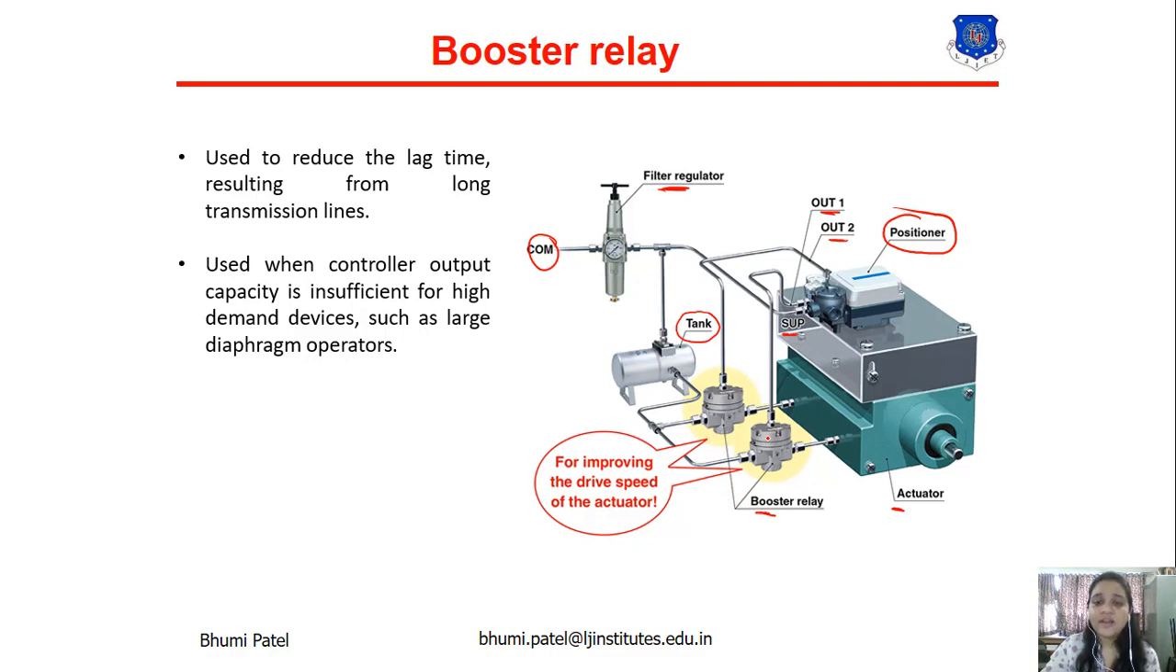So why do we connect the booster relay? For improving the drive speed of the actuator. Whenever we connect the actuator and we cannot get the proper speed of the system, we can connect the booster relay in the system. So it is used where the output capacity is insufficient for high demand devices.